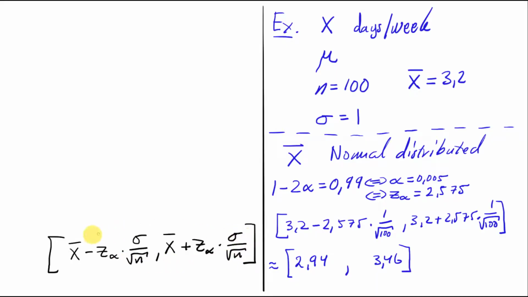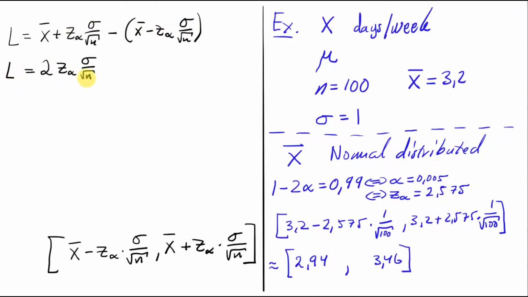If you look at this confidence interval here, we see that the width of it, let's call it L, we can get if we take this endpoint minus this endpoint. That is, we calculate this one here. And if we remove the parentheses, we see that the x's will cancel. And this will change sign to plus, so this will be identical to that one. So we have two of those. So we can write the width like this.